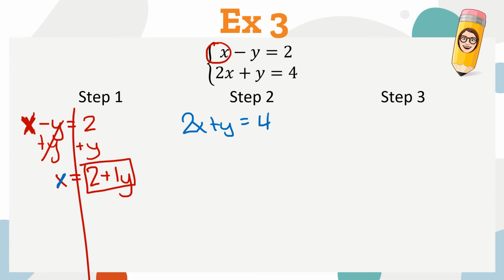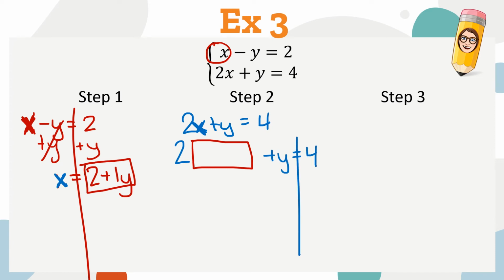I solved for x. So where there's an x, I'm going to put my box. Where there's an x, I change it to a box. Everything else falls down. See that? The plus y is still there. In my box goes my expression.